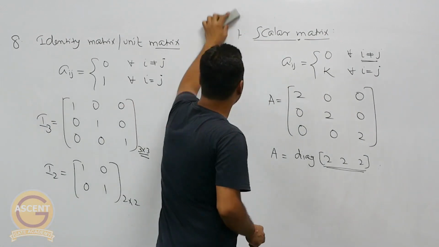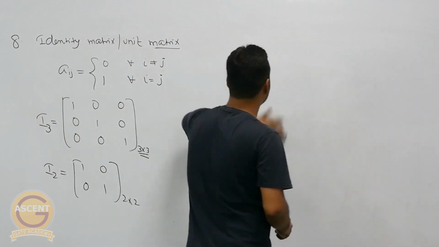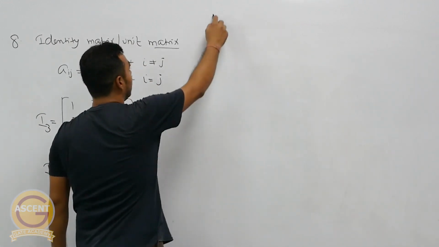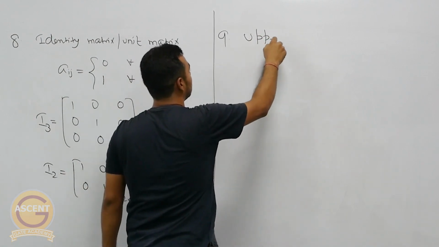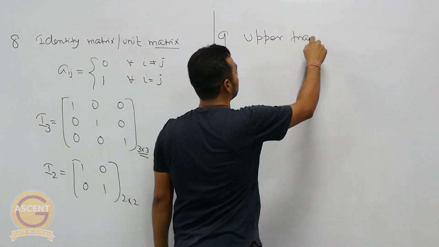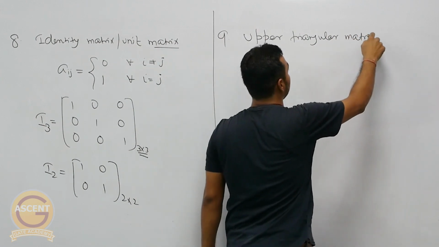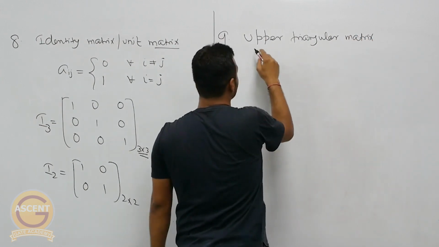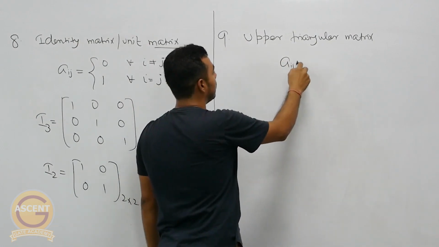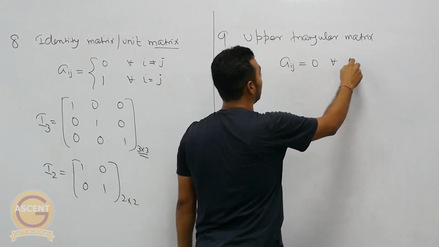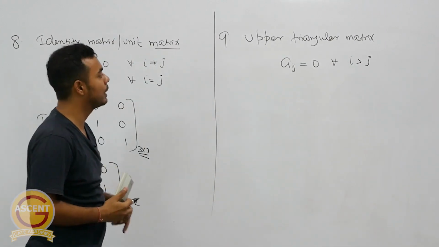Now next 2 types are triangular matrices: upper triangular matrix and lower triangular matrix. So number 9 is upper triangular matrix. These are very important classifications. So the definition of upper triangular matrix is aij is 0 for all i greater than j. Now this will be the definition of upper triangular matrix.